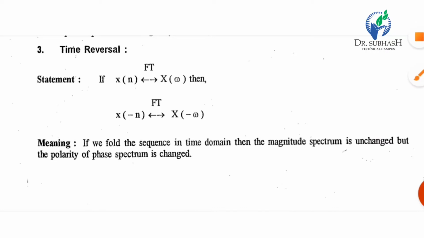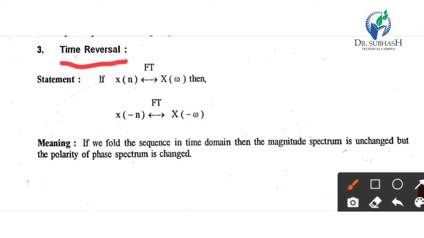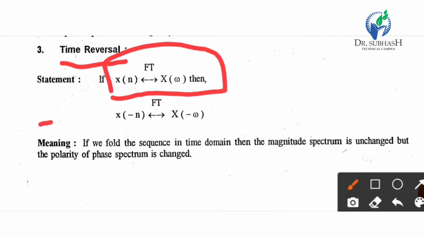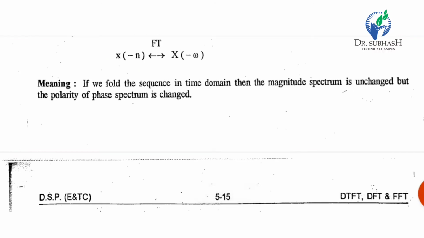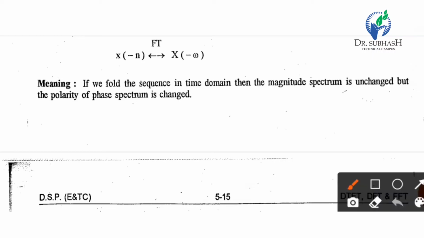Next property is time reversal. So the statement of the time reversal property is, if x(n) Fourier transform is X(ω), then x(-n) Fourier transform is X(-ω). So the meaning of this property is, if we fold the sequence in the time domain, then the magnitude spectrum is unchanged, but the polarity of the phase spectrum is changed.